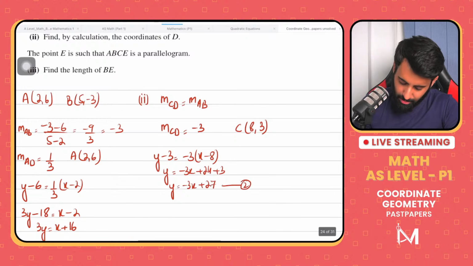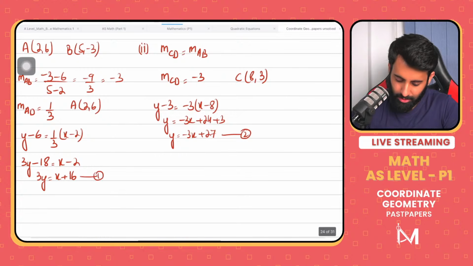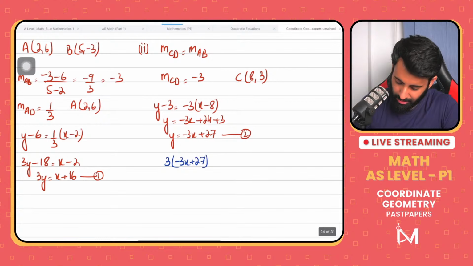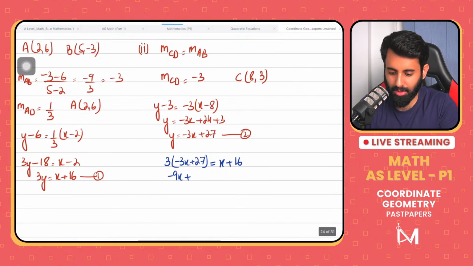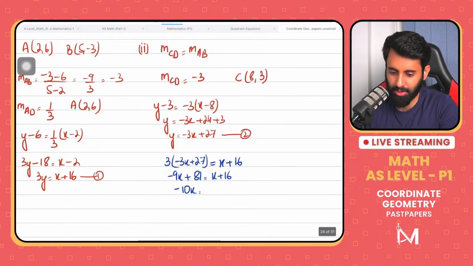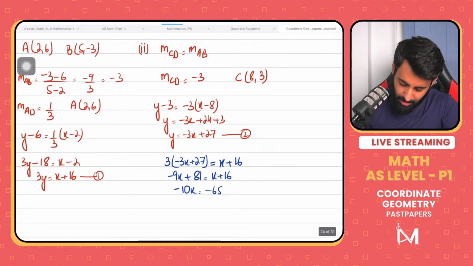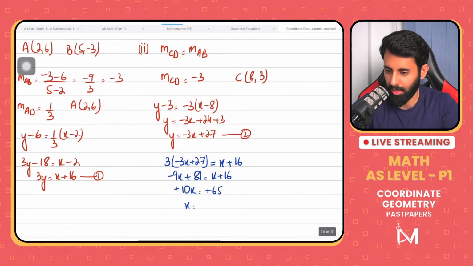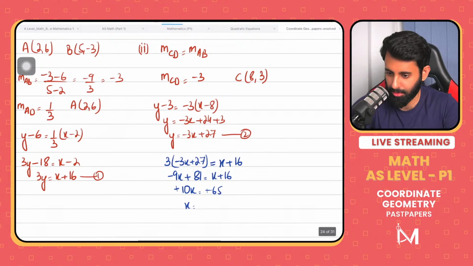So this is equation number 2. This is equation number 1. Let's solve them simultaneously, and that should give us the answer. So 3 into minus 3x plus 27, so that's 3y, equals x plus 16. So minus 9x plus, what is 27 times 3? Let's work that out. That's 81 equals x plus 16. So minus 10x equals 16 minus 81, that is minus 65. So negative negative cancels out, and x is equal to 6.5. Let me double check.